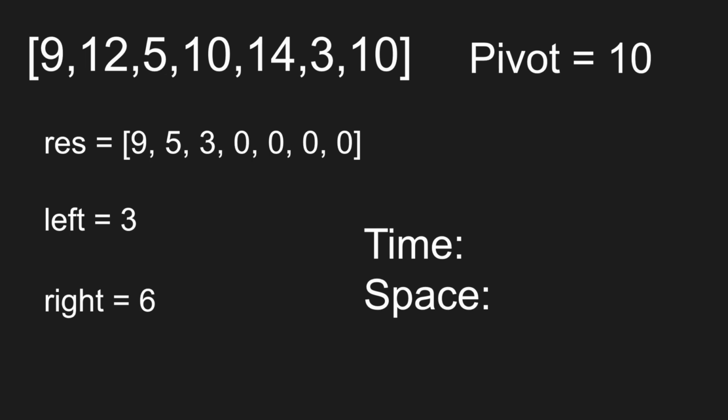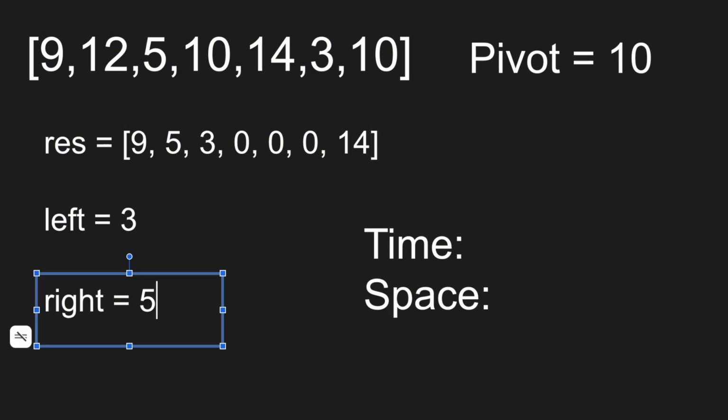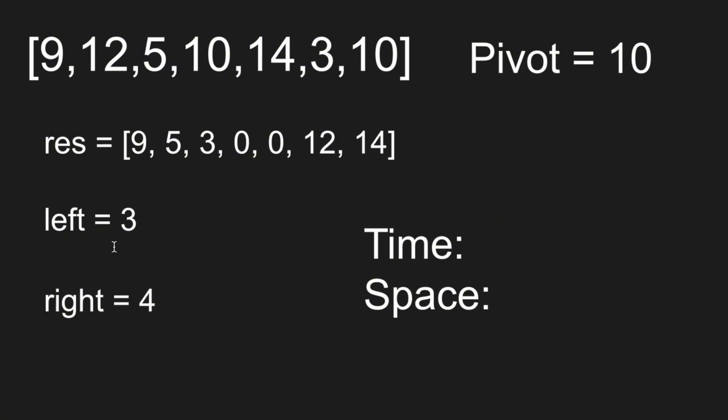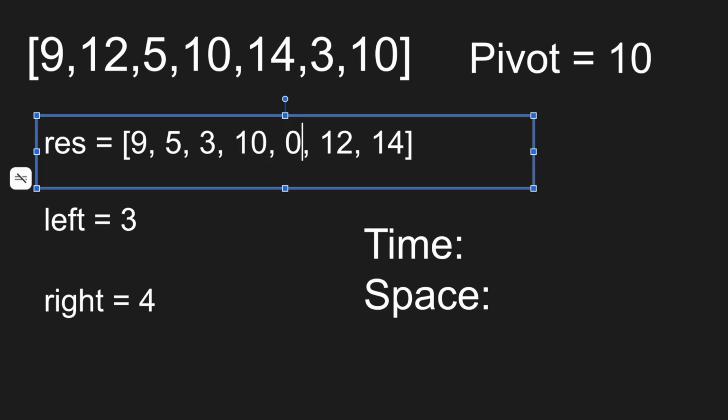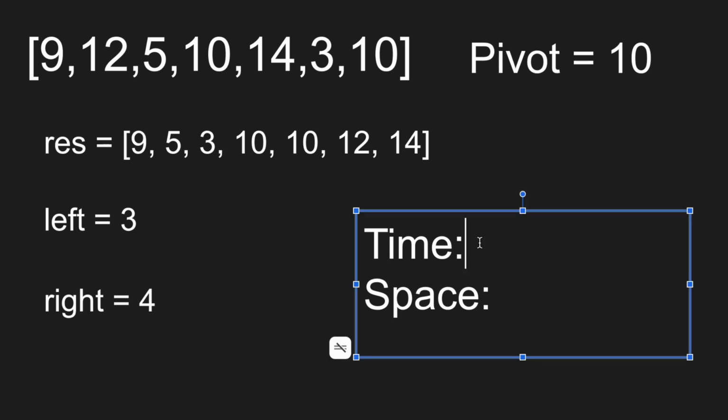Now we iterate backwards and look for numbers that are greater than the pivot. So first we see 14, put at index 6. And then we need to decrement the right pointer. And now we see 12 is also greater than 10, so we put it at index 5, and then we also gotta decrement the right pointer again. Now, with everything from left to right pointer, we need to change these elements in the resulting array to the pivot. So index 3 will be 10, and index 4 will also be 10, and then this will be the result that we return.